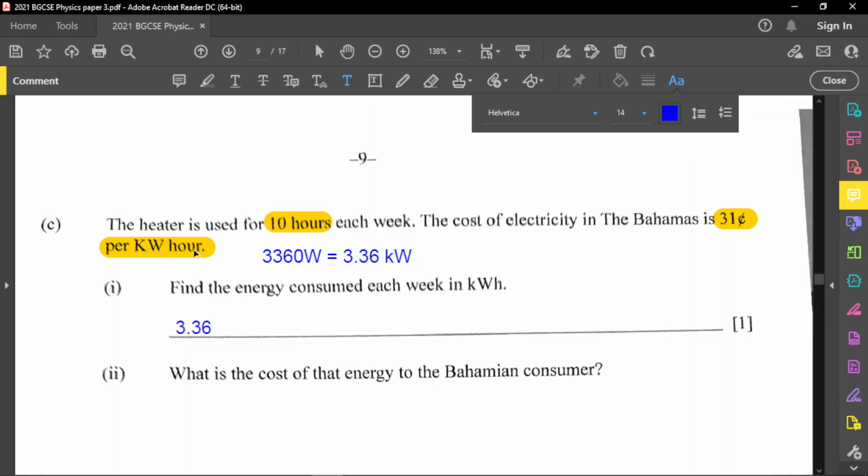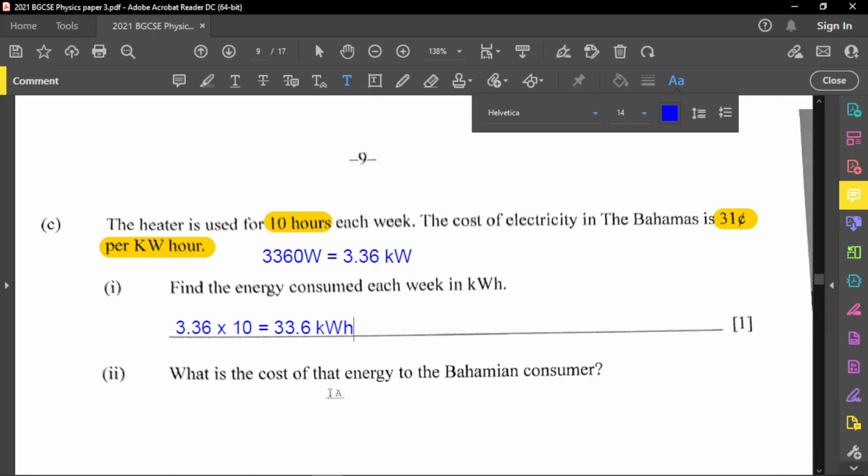We're going to multiply that now by 10 hours, because it's used for 10 hours each week. Multiply by 10. All right, so that will give us 33.6 kilowatt hours. So that's the amount of energy consumed each week in kilowatt hours. So that is our value in terms of the energy consumed.